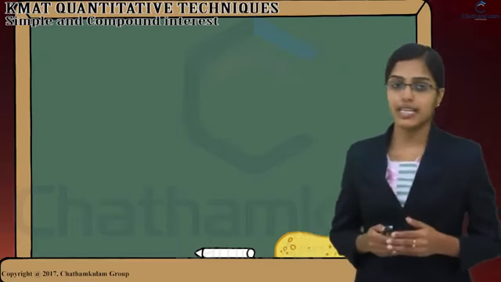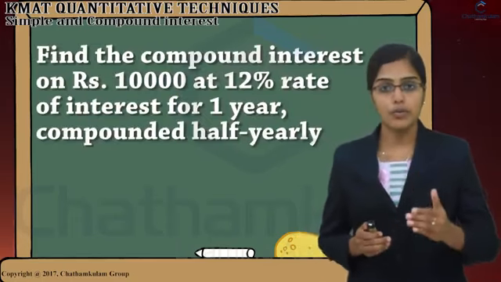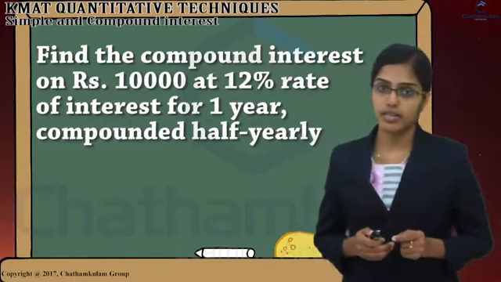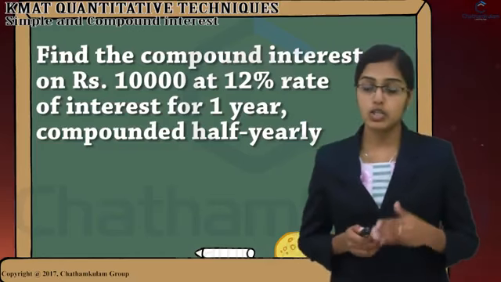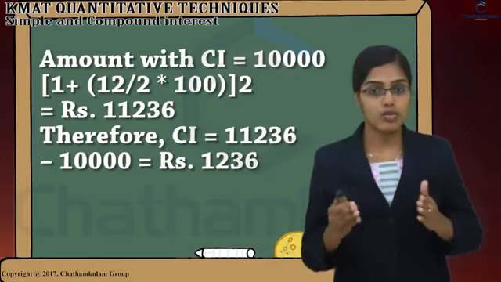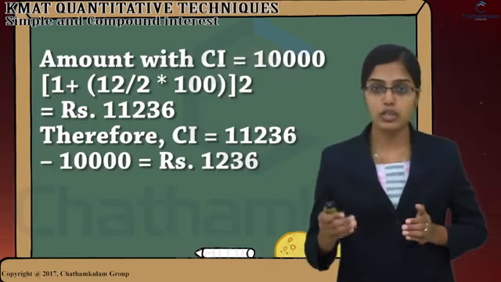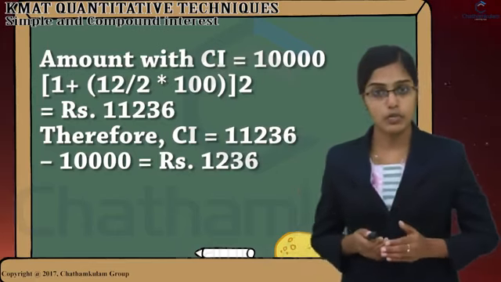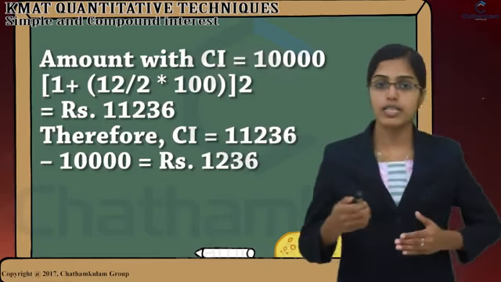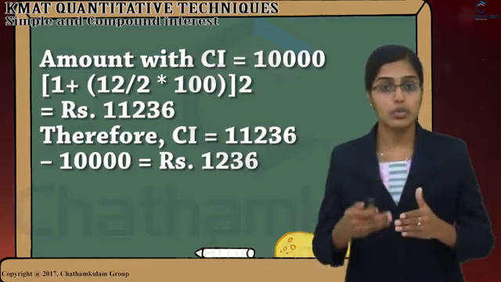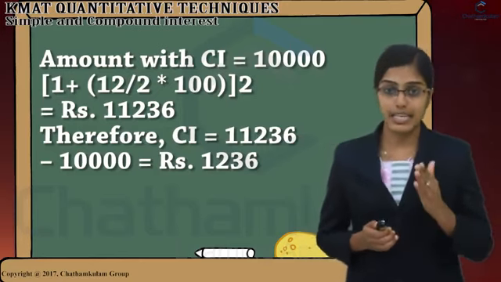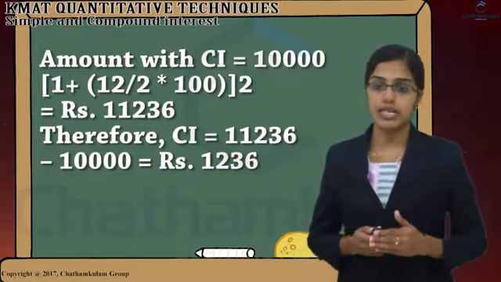Our next question is that find the compound interest on rupees 10,000 at 12% rate of interest for 1 year, compounded half yearly. So we know amount with compound interest is equal to 10,000 into (1 plus 12 by 2 into 100) whole square, that is equal to rupees 11,236. Therefore, compound interest is equal to 11,236 minus 10,000. That is compound interest equal to rupees 1,236.